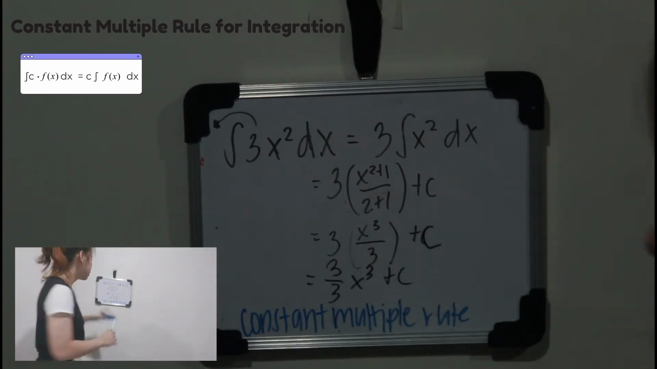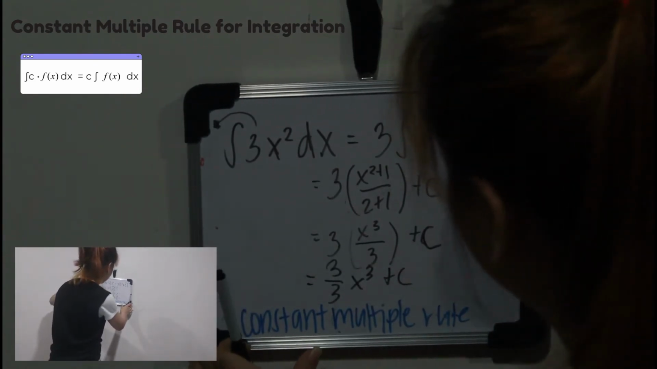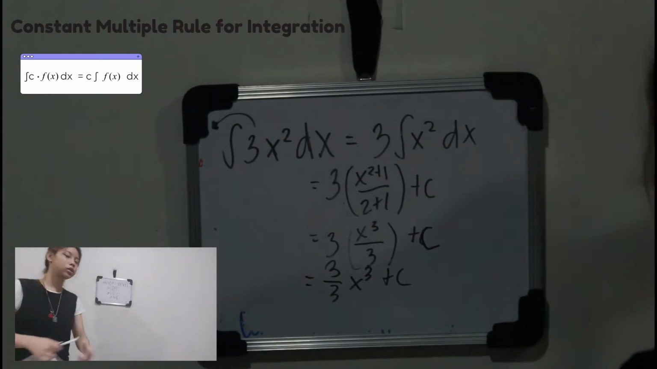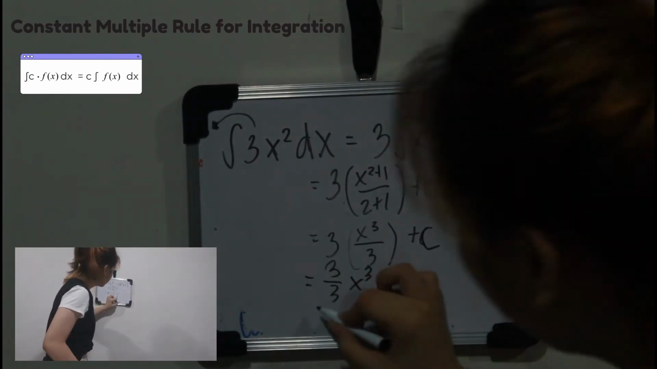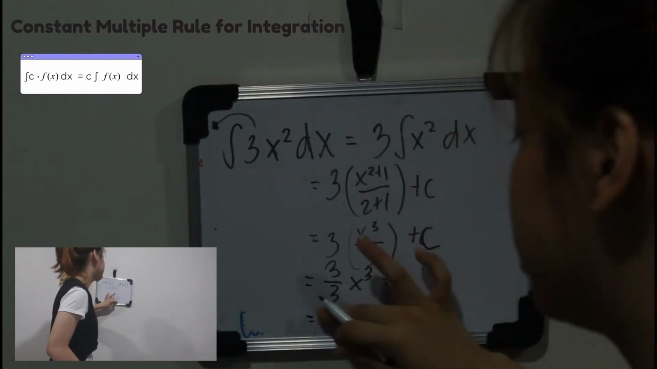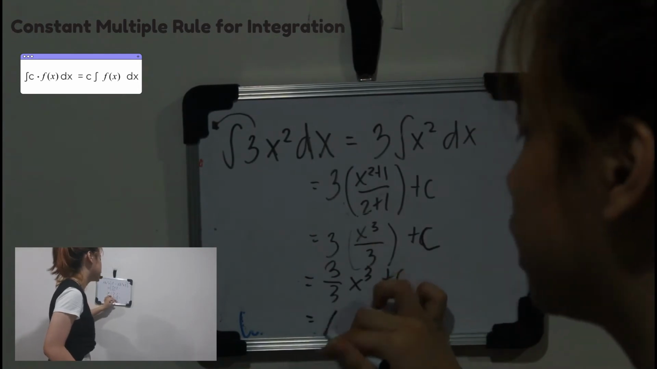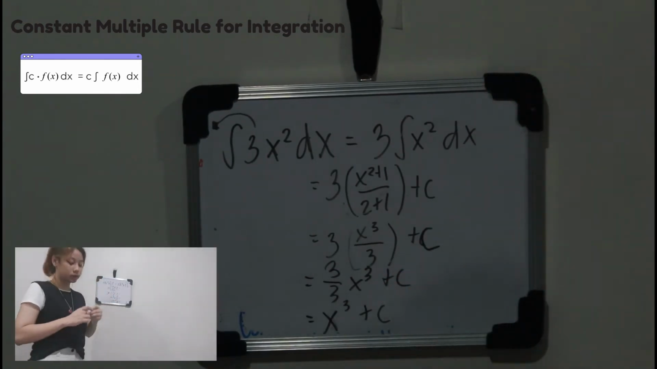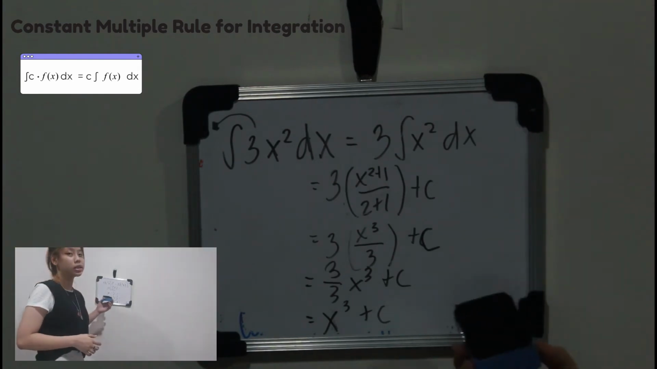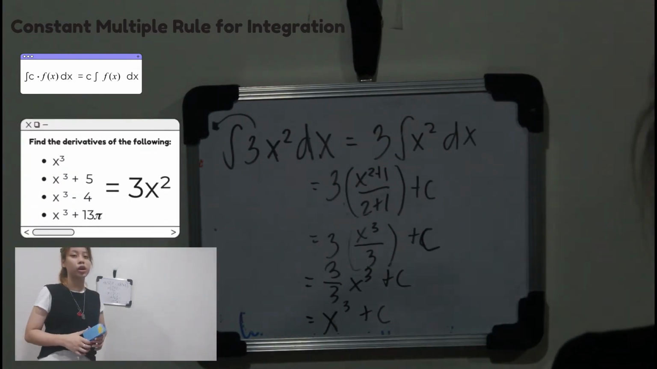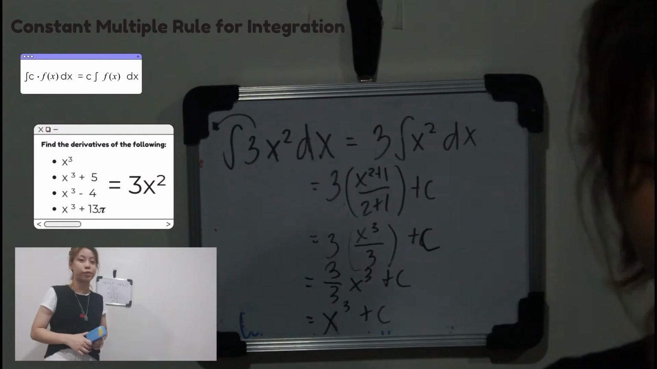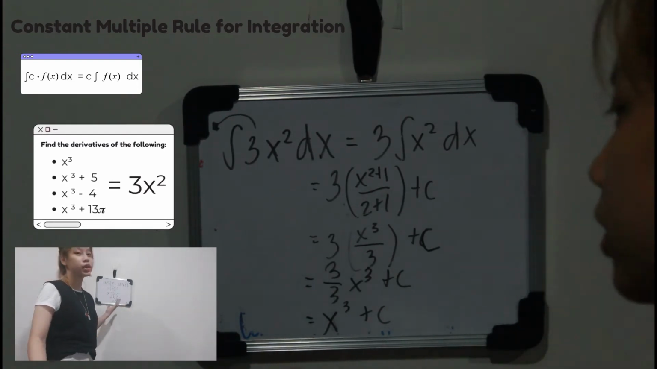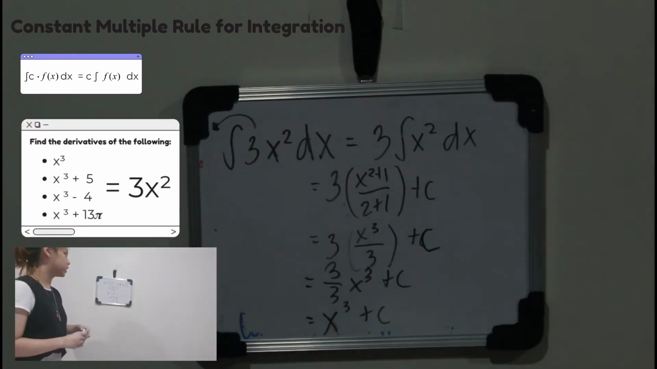Hindi na kasha. So, I guess I'll erase this. This will be 1, or it's invisible naman, so hindi natin sulat, x cubed plus c. This is the example that we used earlier as the quick review for the derivatives. So as you can see, tama siya.